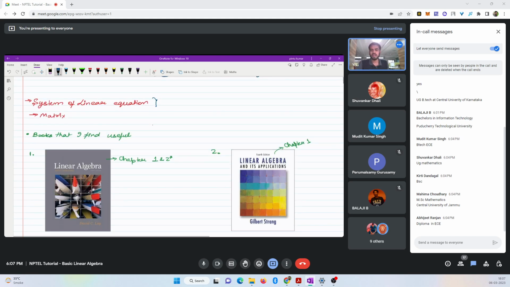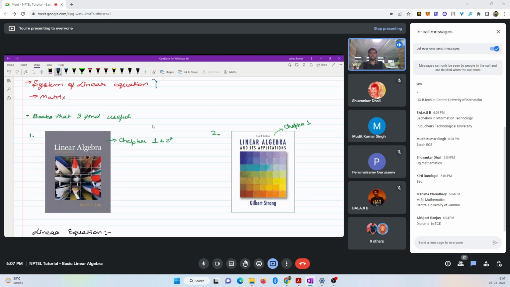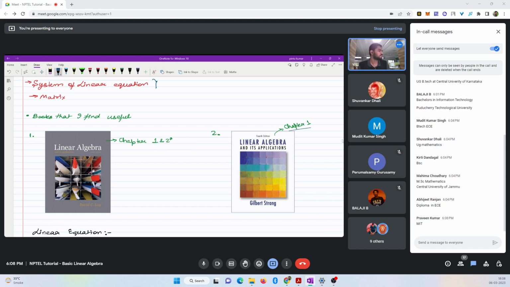Here I have included two references that I find useful for this week's content. I'll try to include more next week also, whatever I find useful. The first book is Linear Algebra and its Applications by David Lay. Chapters 1 and 2 are useful over here, though some portion of 2 might be new, what is not covered, but it is good to look if you want to. The second book is Linear Algebra and its Applications by Professor Gilbert Strang. Most of you might know Professor Strang for various reasons. Chapter 1 over here is also useful.